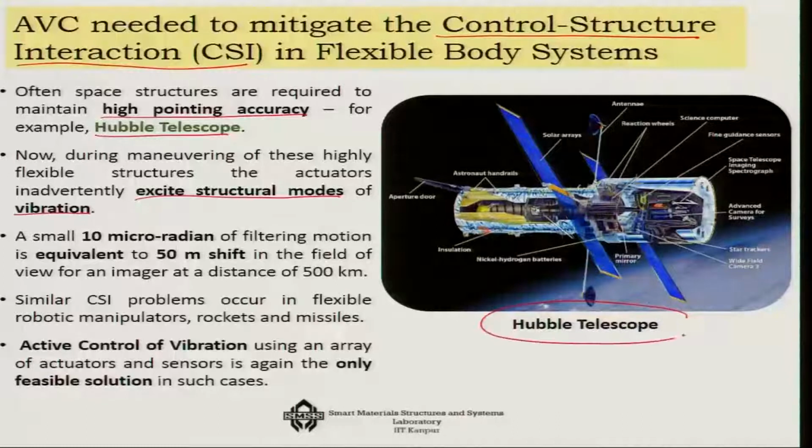as you can see the Hubble telescope here with so many complex parts in it, a small 10 microradian of jittering motion will be equivalent to a 50 meter shift in the field of view, and that for an imager at a distance of only 500 kilometer. So, you can imagine how huge the change in its field of view would be, because within 500 kilometer itself there will be a shift of 50 meter. So, if you talk about millions of kilometers, how much shifting would happen.